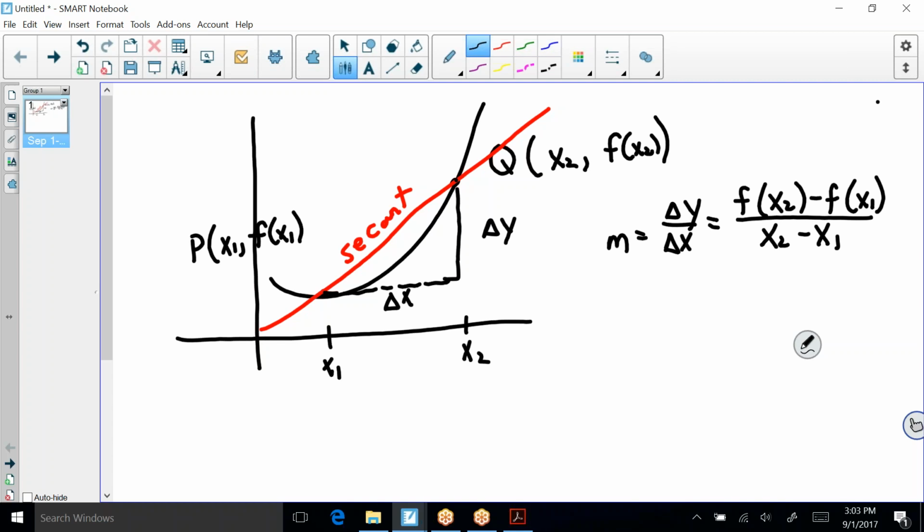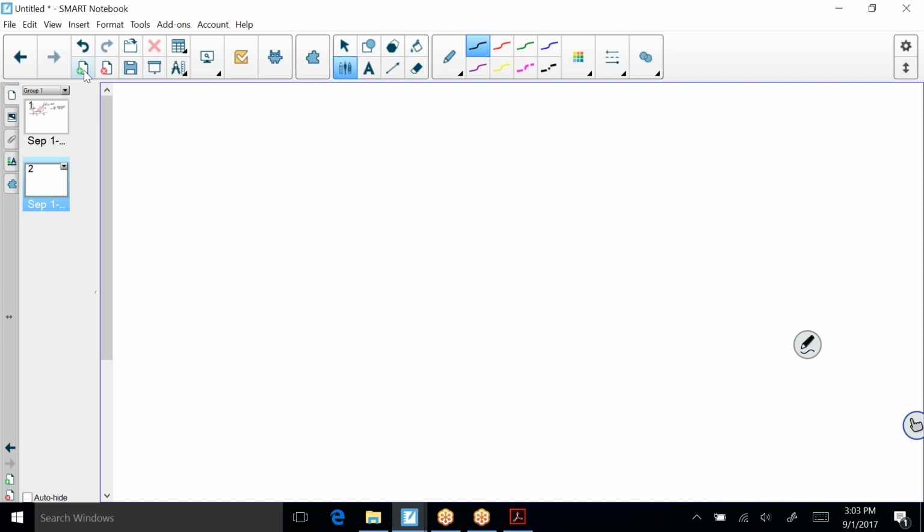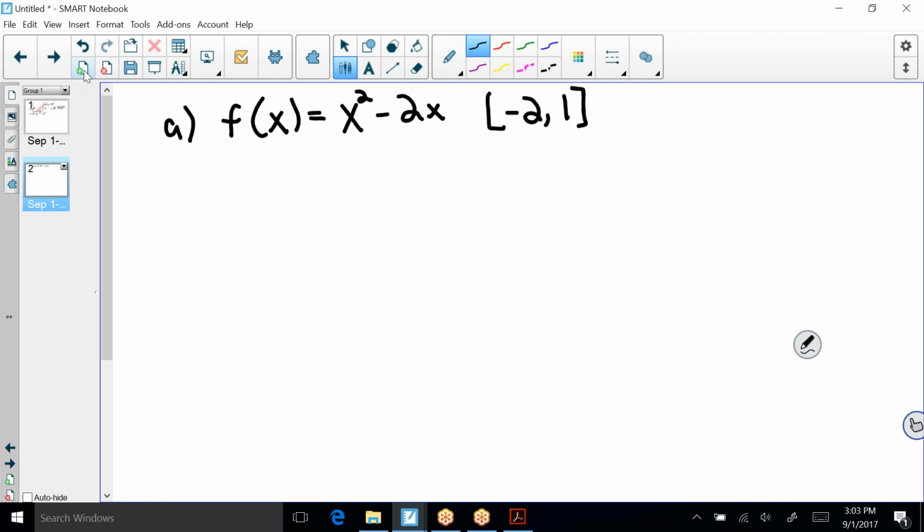So let's find the average rate of change of the following functions over the given intervals. So we'll add a new page here. So the first one says f of x is equal to x squared minus 2x. And our interval now is going to be from -2 to 1. So remember, this is an interval of x values. It's not an ordered pair in x comma y. It's an interval of x values. So to find our average rate of change on that interval, we're going to find the slope of the secant line that connects those 2 points with those 2 x values there.